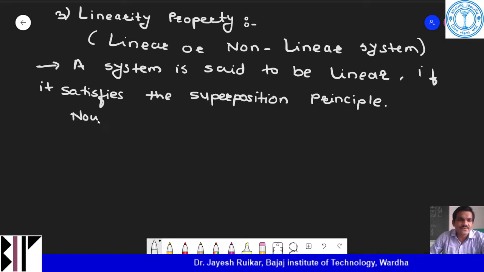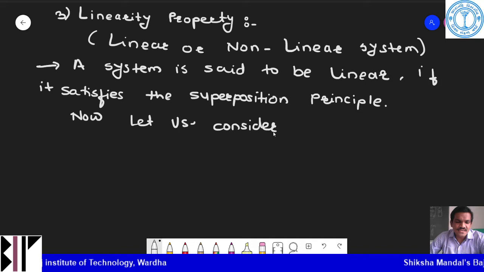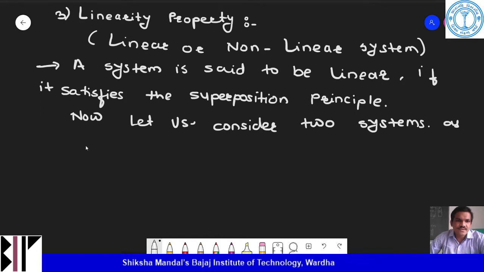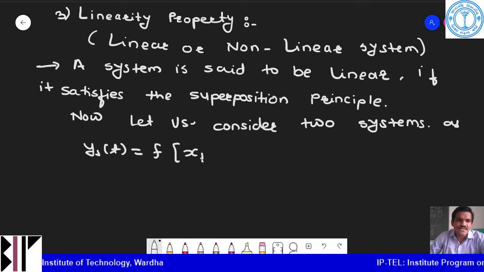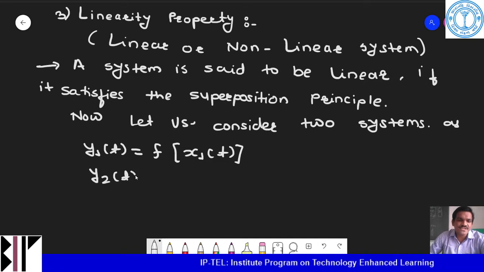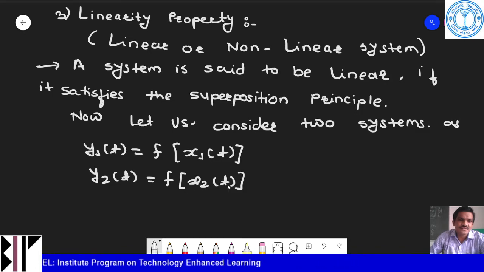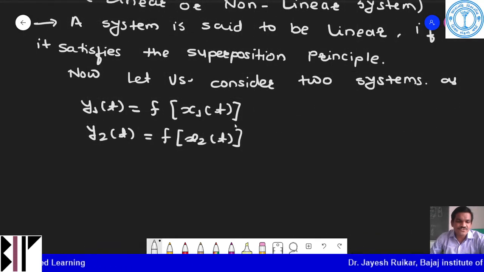Now let us consider two systems. Let us consider two systems as y1 of t is equal to the function of x1 of t. This is the first system. The second system, y2 of t, is nothing but the function of x2 of t.